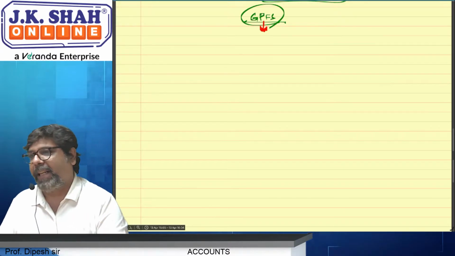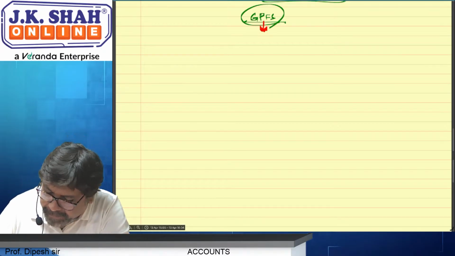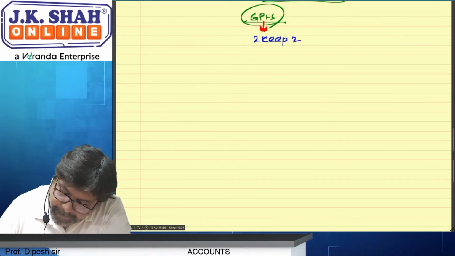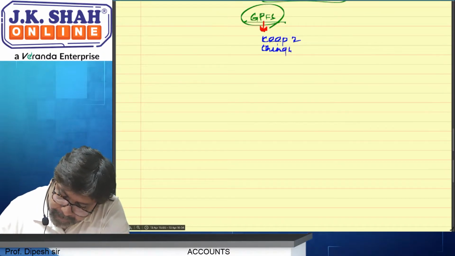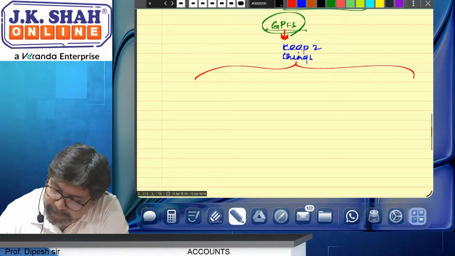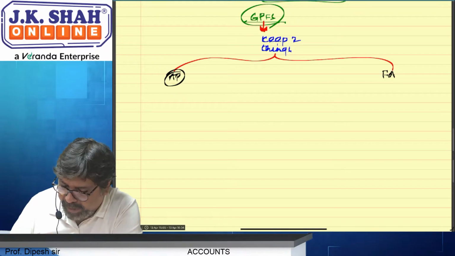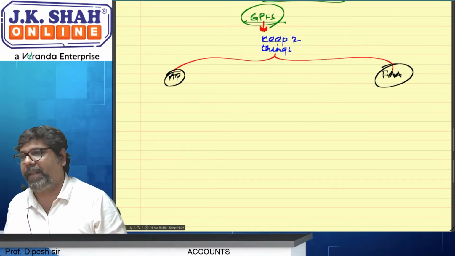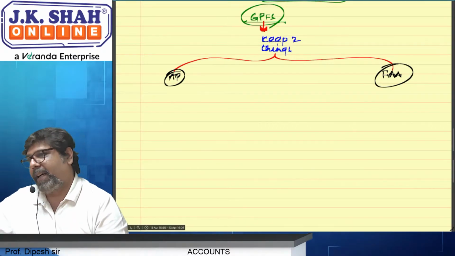That we have already discussed. How many types of financial statements? 5. Now, when you are preparing GPFS, you are supposed to keep 2 things in mind. One is accounting policy, and second is fundamental accounting assumptions. So 2 things you must keep in mind when preparing general purpose financial statements: accounting policies and fundamental accounting assumptions.